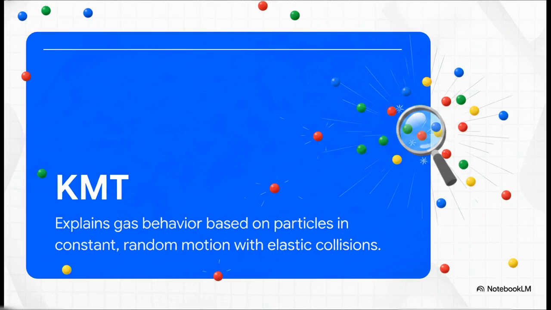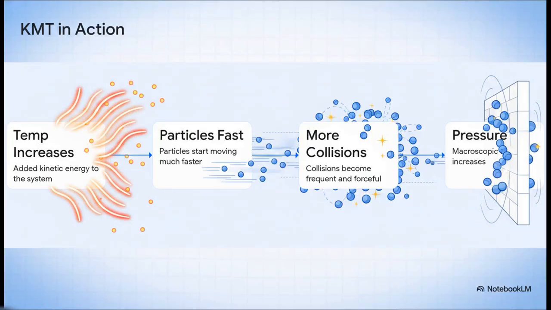And when they do hit something, the collisions are perfectly elastic. That means absolutely zero energy is lost in the crash. In this weird little world, the temperature you feel is actually simply a measure of the average kinetic energy of all those bouncing particles. So how exactly does this microscopic chaos build into something we can actually feel?